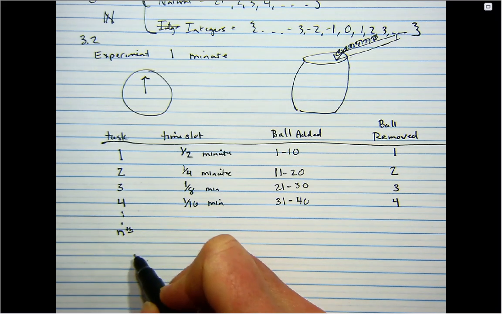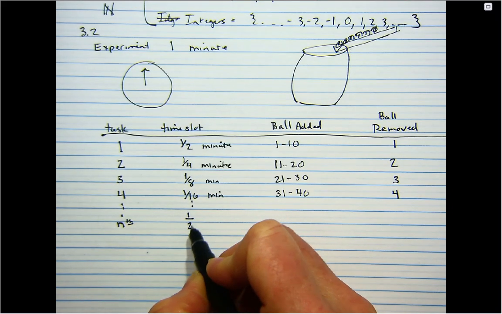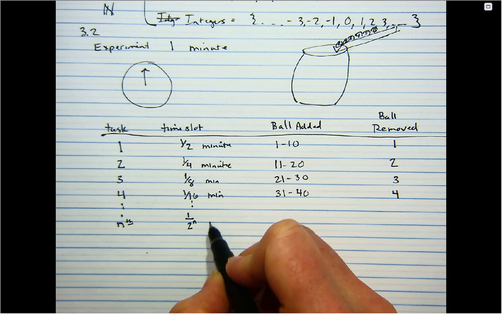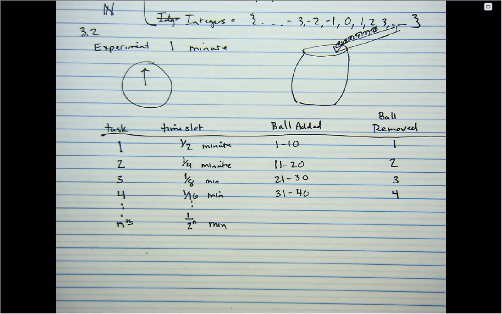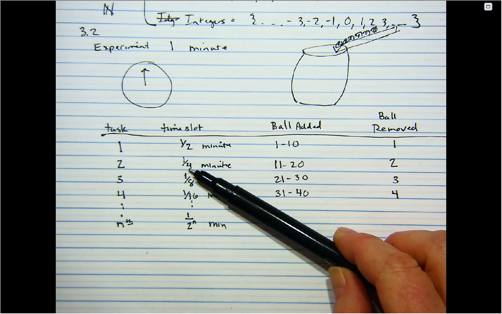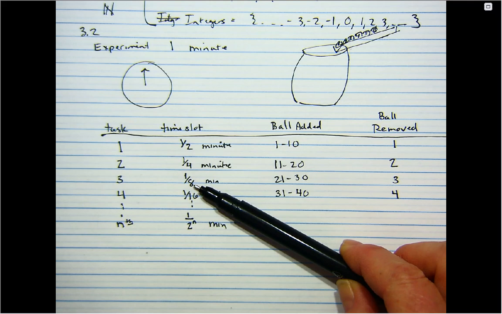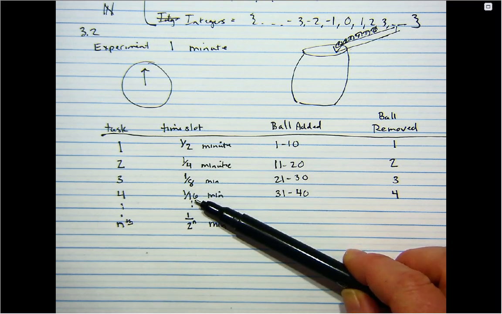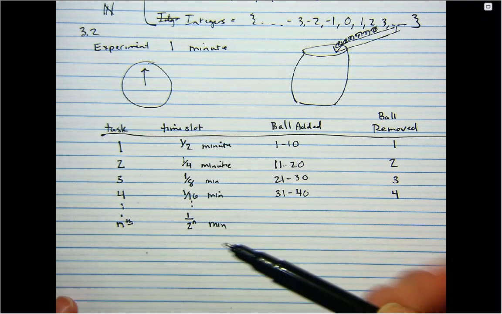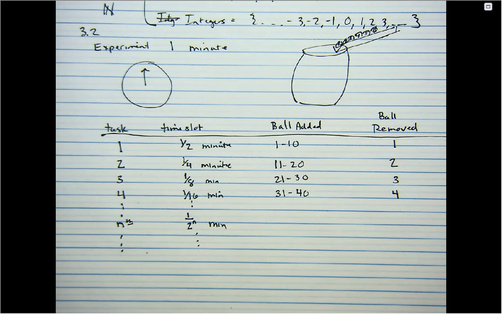And you just keep doing this so that on the nth task, the time that you have is 1 divided by 2 to the n minutes. So you notice when you were on task 1, you had 1 over 2 minutes. In task 2, you had 1 over 4, which is 2 times 2. In task 3, you had 1 over 8, which is 2 times 2 times 2. And in task 4, you have 1 over 2 times 2 times 2 times 2. You have four 2's multiplying together. So in the nth task, your time is really tiny. It's just 1 over 2 to the n.